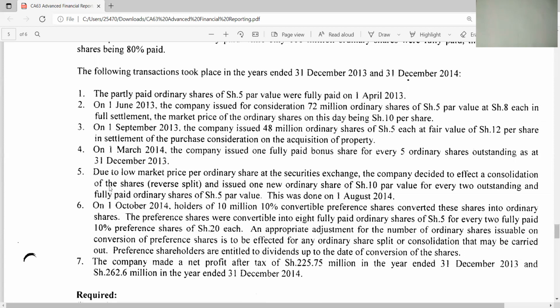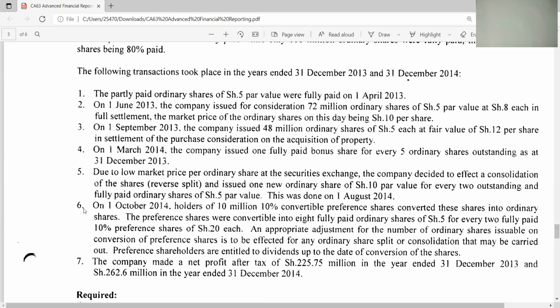Number 5, due to the low market price per ordinary share at the securities exchange, the company decided to effect a consolidation of the shares, a reverse split, and issued one new ordinary share of shillings 10 par value for every 2 outstanding and fully paid ordinary shares of shillings 5 par value. This was done on 1st August 2014.